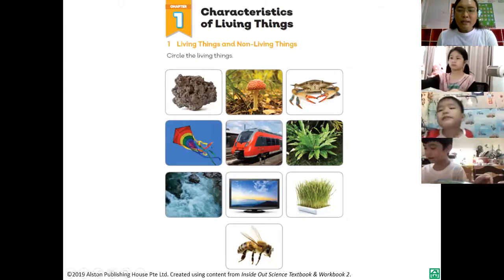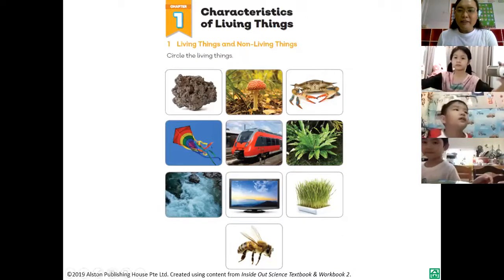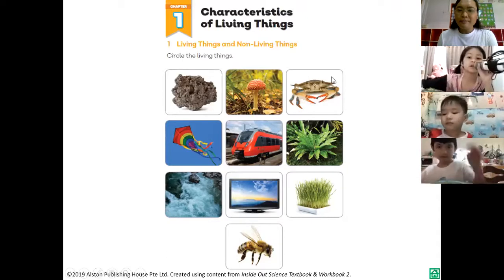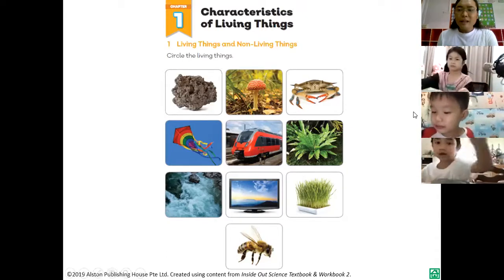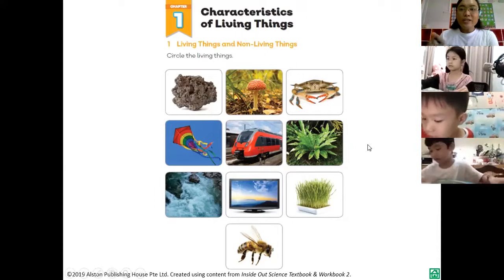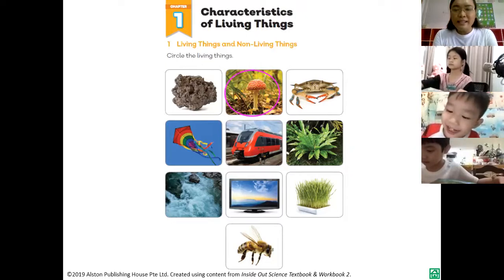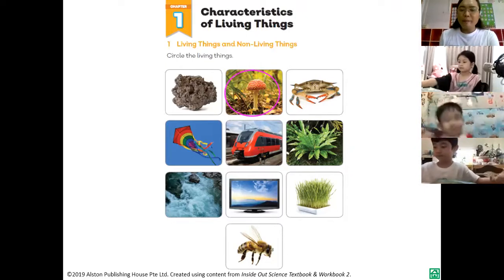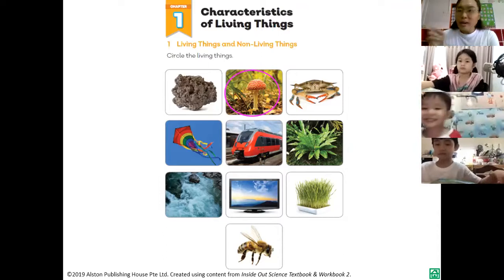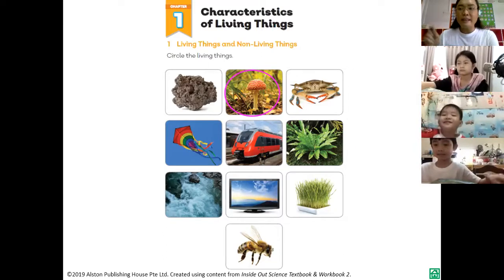What about the crab? Is it living or non-living? Okay, just circle. That's example, okay? Circle the living things. Do not circle the non-living, only the living things.